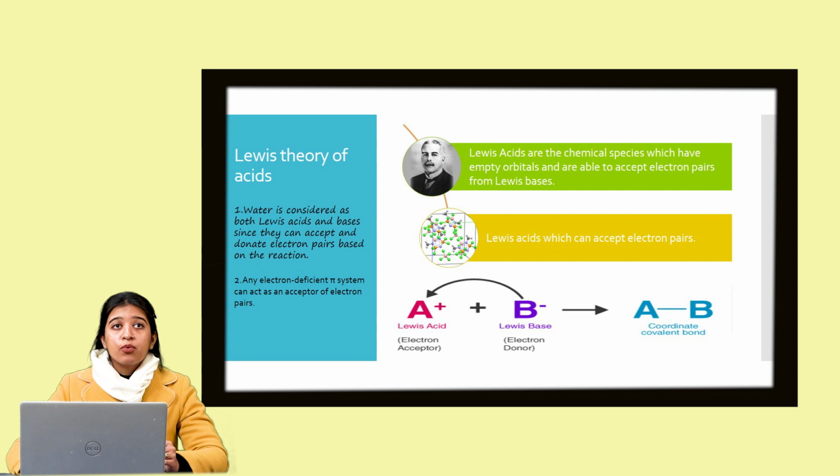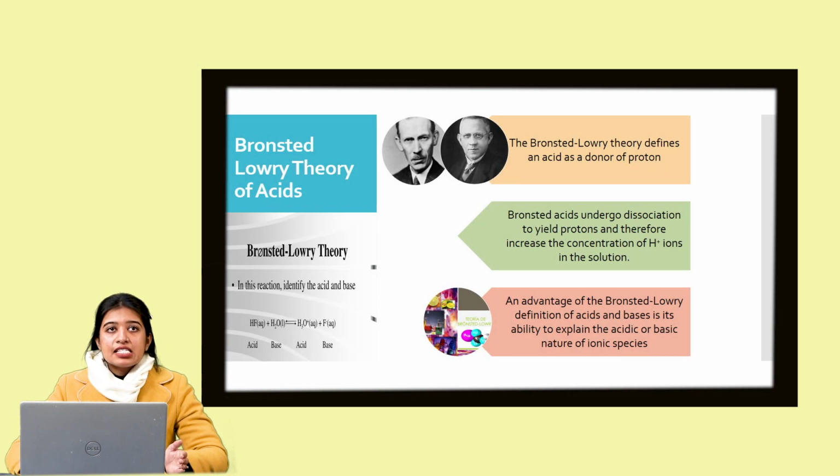Now, let us talk about the Bronsted-Lowry theory concept. The first person in the image is Johannes Bronsted. Secondly, Lowry. These two people gave this acid theory. What did they consider an acid to be? They considered an acid as a donor of protons. In the given equation, hydrogen fluoride reacts with a base.